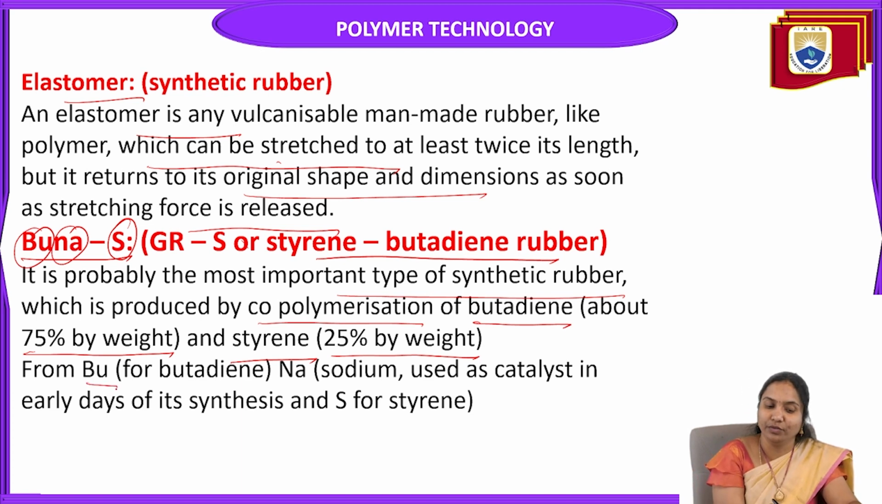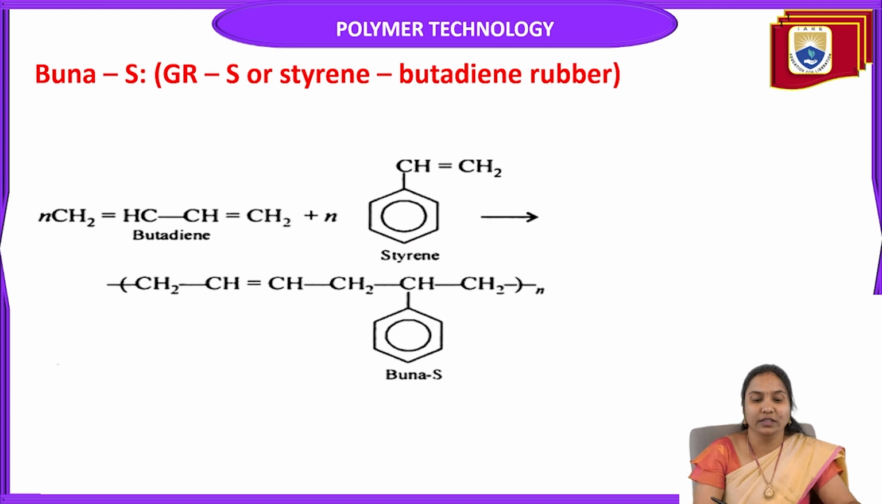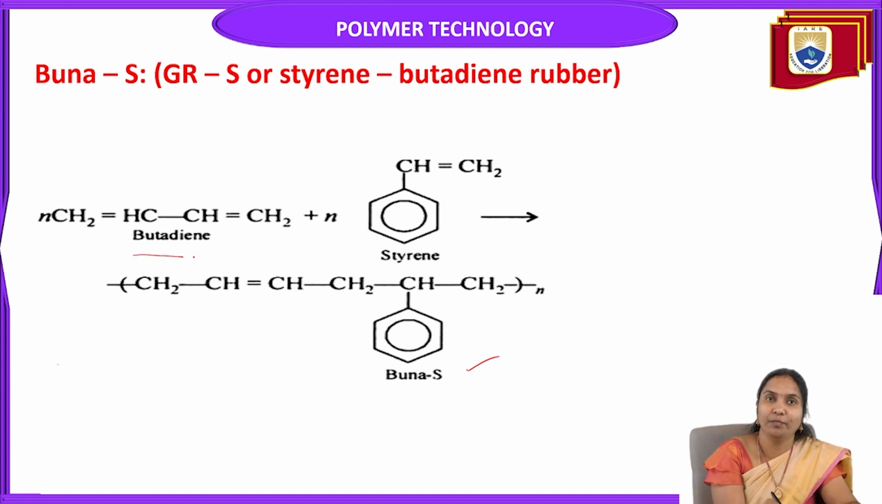Here Bu stands for butadiene and Na stands for sodium, which acts as a catalyst in the early days of its synthesis, and S stands for styrene. So this is the synthesis reaction of Buna S. Butadiene styrene rubber is the best example of synthetic rubber. How can you prepare this Buna S? Buta means 4 carbons present in this, and diene means 2 double bonds present in it.